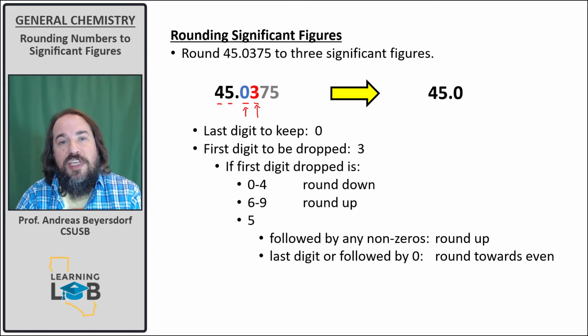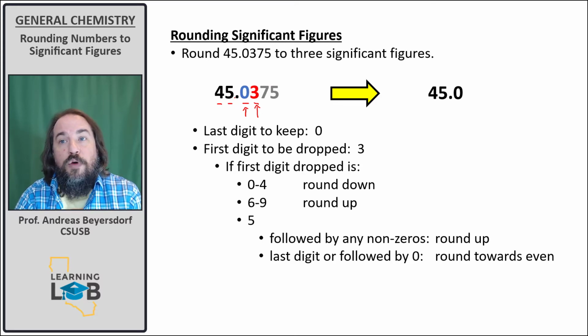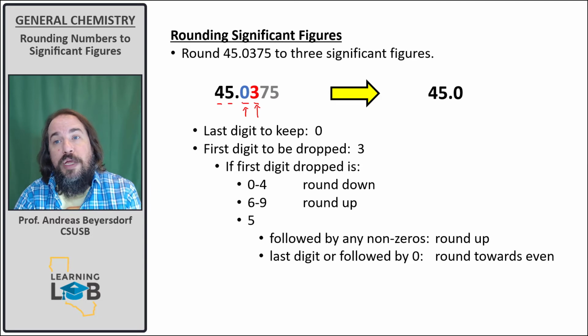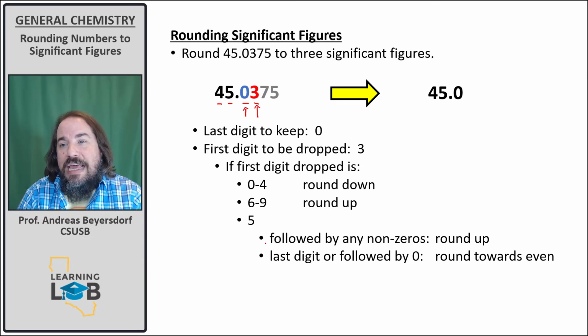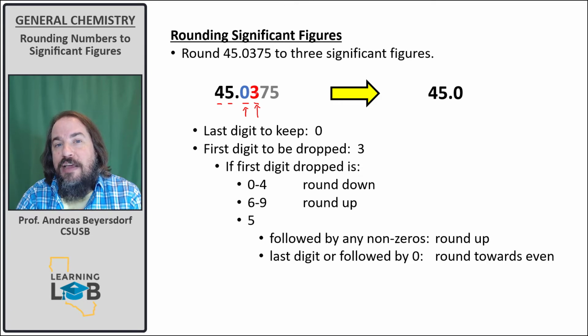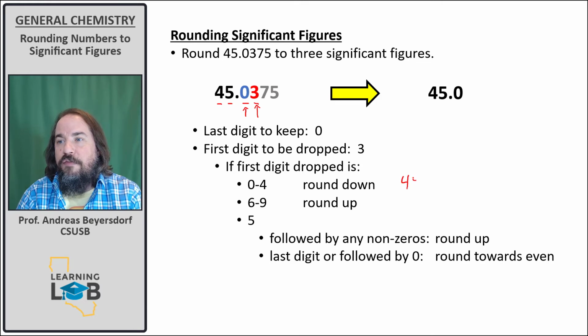If it were 6 to 9, we would round up. So if this was 45.06, we'd round this up to 45.1. Now, if this digit here is a 5, what happens is we look at what's after it. If there are any non-zeros behind it, so let's say it was 45.0501, then we would round up to 45.1.